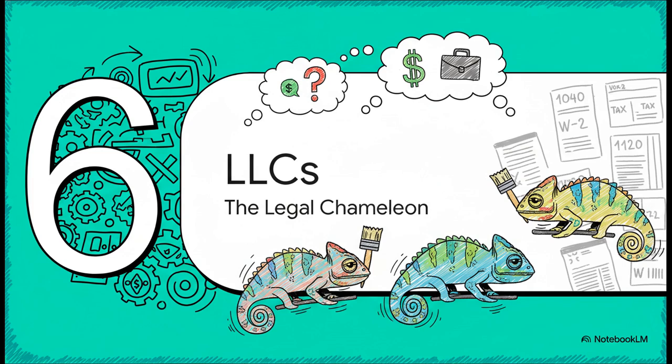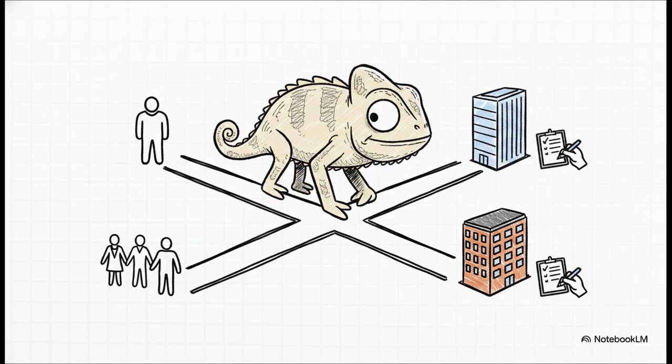Section 6. LLCs, or as I like to call them, the legal chameleon. And this brilliantly illustrates a major exam concept. The CPA exam tests tax classification, not just the legal name. If an exam question features an LLC, you cannot assume you know how it's taxed until you dig into the facts. The IRS doesn't assign one fixed tax identity to an LLC. If it has one single owner, it defaults to a disregarded entity, meaning it's just taxed as a sole proprietorship on Schedule C.